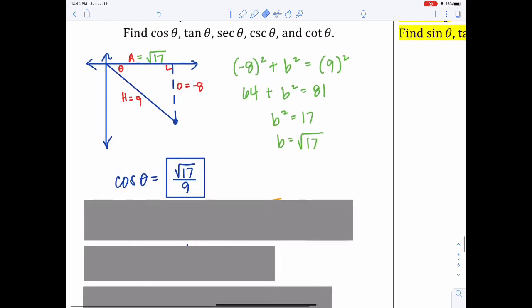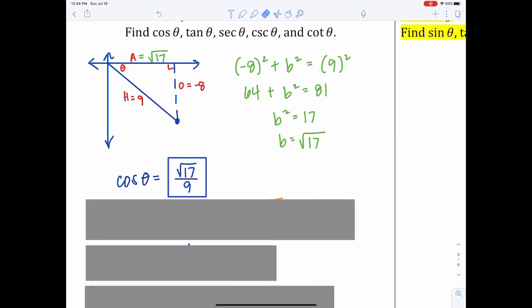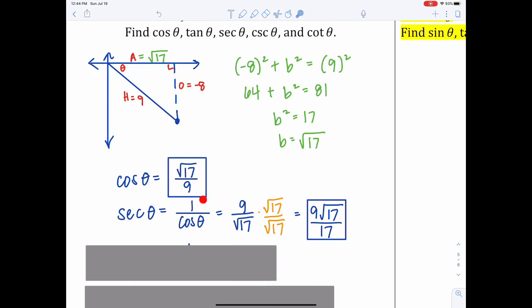If we think about the reciprocal of cosine, the reciprocal of cosine is secant. So we have to flip it. So secant is 1 over cosine. So if we just flip this, that's our cosine value. But again, we cannot have the square root in the denominator, so we need to rationalize it by multiplying by the square root of 17 over the square root of 17. Therefore, we have 9 times the square root of 17 over 17 as our secant value.